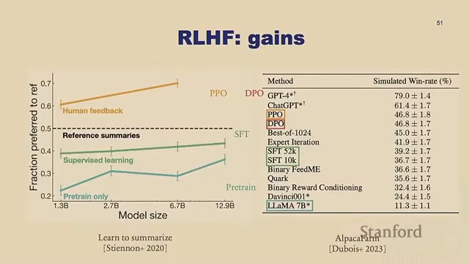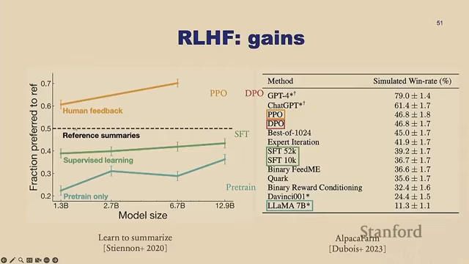Gains. Those are older papers on the left. This is on a summarization task. All I want to show you is that the pre-trained models were okay, and they improve with scale. If you do supervised fine-tuning, you improve them a little bit more. If you do PPO or something with RLHF, with human feedback, you get performance that is oftentimes, depending on the benchmark, even better than humans.